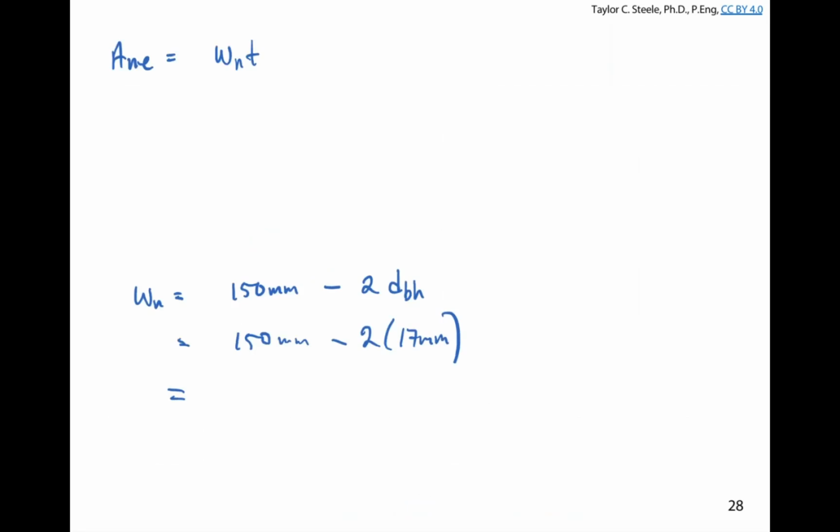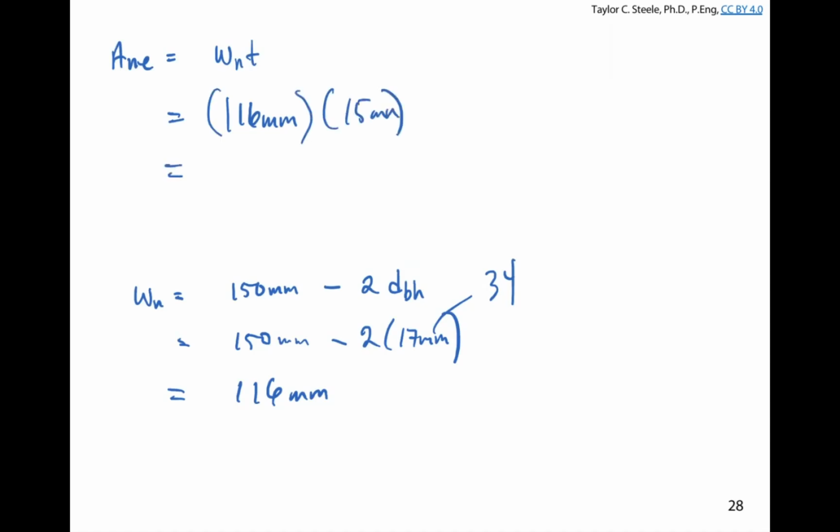Okay, that gives us something like, oh boy, my mental math skills. That's 34, so this should be 116 millimeters. That means ANE is 116 millimeters times 15 millimeters. I don't know if I calculated ANE or not. I get something like 1,740 millimeters squared.